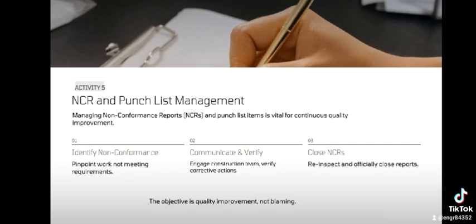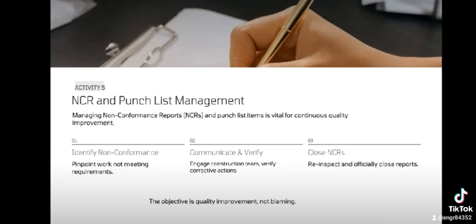First is identification of non-conformance. If work fails to meet project requirements, non-conformance report or NCRs or punch list items are raised. Number second is communicate and verify. After this, when NCR is raised, the QAQC Electrical Engineer communicate issues with the construction team and verify corrective actions. After this, close NCRs. This means that after re-inspection, NCRs are formally closed. The objective is quality improvement, not the blame.